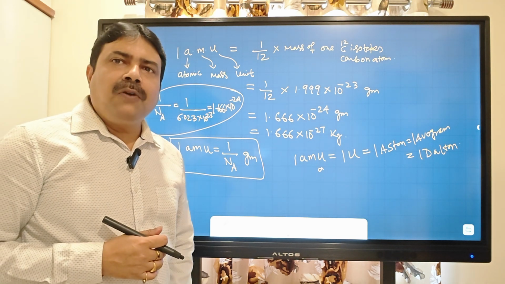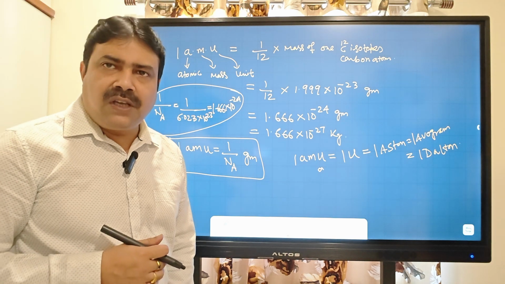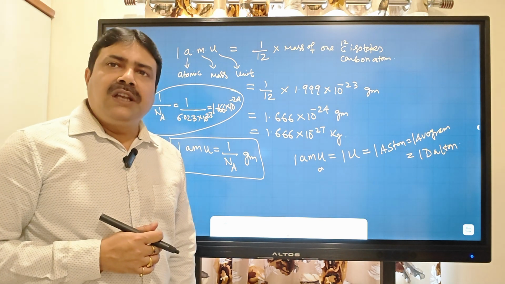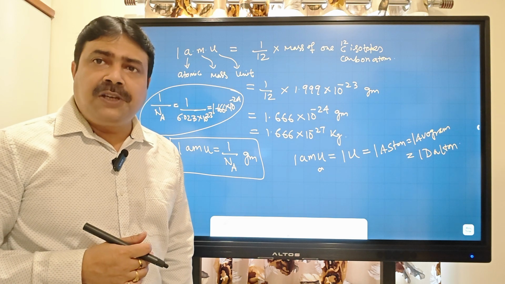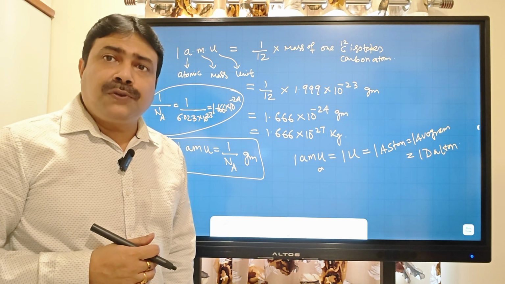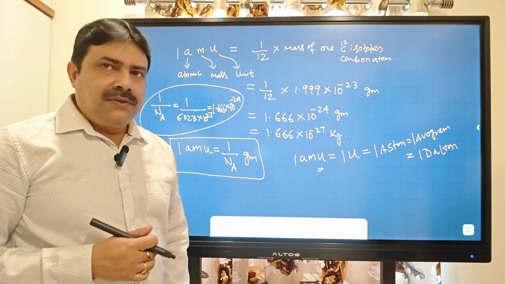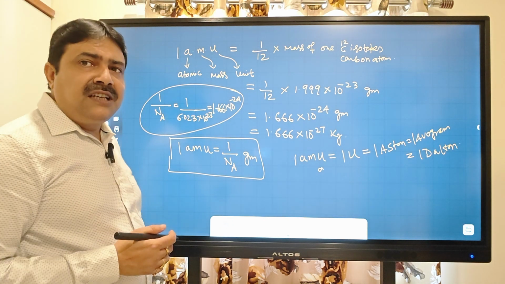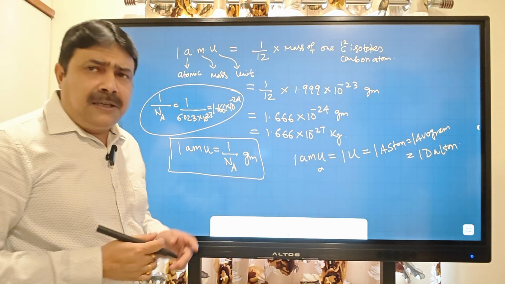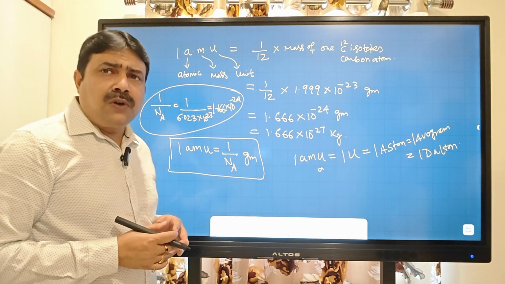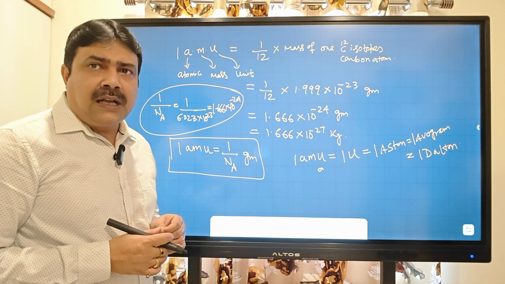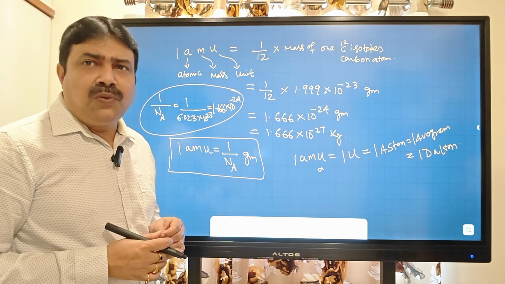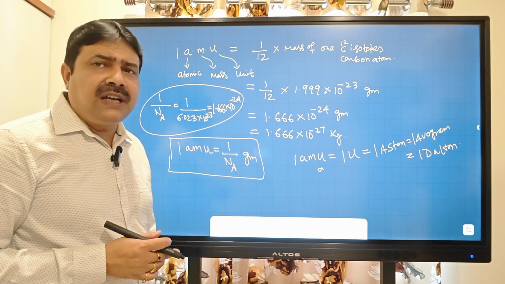There are two types of mass of an atom available. One is relative atomic mass and the other is average atomic mass, based on the percentage abundance of different types of isotopes of that element. So first we will go for relative atomic mass. Whatever is reported in the periodic table, we observe oxygen atom mass is 16 AMU, carbon atom mass is 12 AMU. All those are nothing but relative atomic mass.